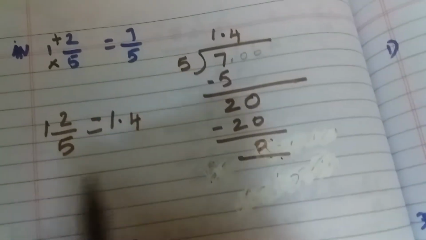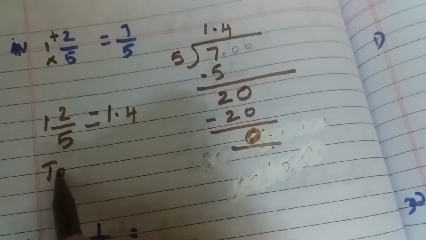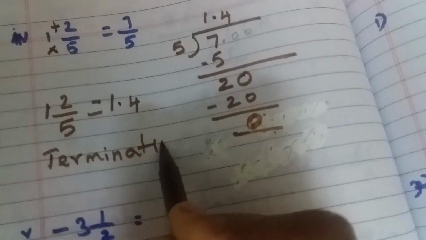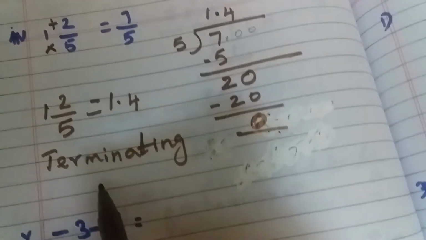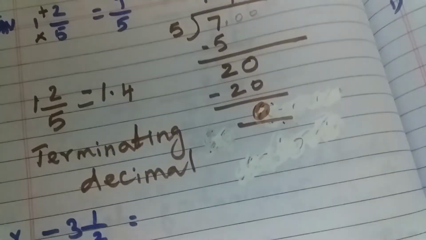So the sum got over. There is an end. So it is called terminating. Terminating means there is an end. This is a terminating decimal.